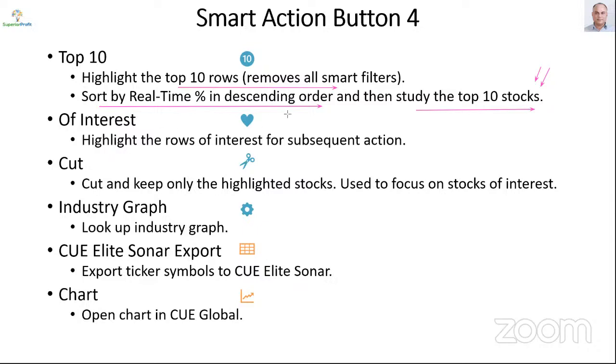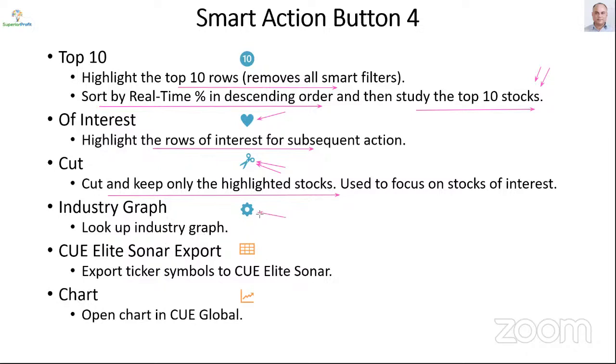Of interest or highlight button highlights the rows of interest, makes it easy to read the rows, especially when they are non-adjacent. And if you further want to remove clutter, you may use the scissors button that will cut and keep only highlighted stocks. And as I mentioned, if you cut some of the rows, after that investigation is complete, you may use the refresh button to get the data from cache.